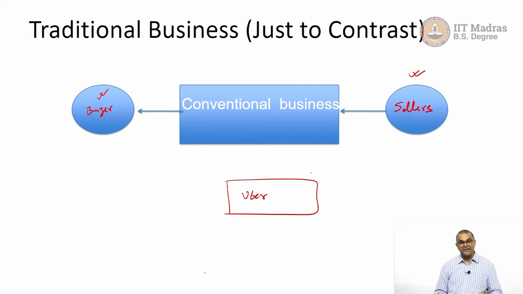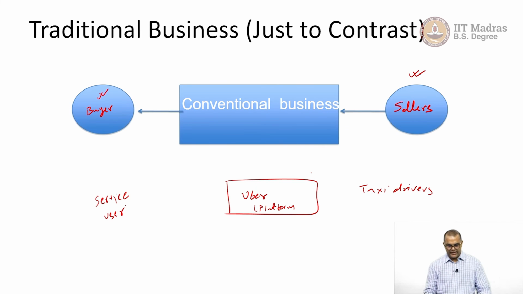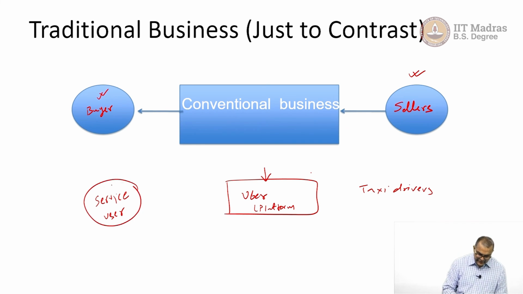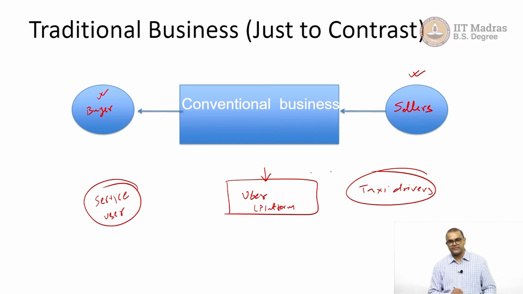It has a platform. On this platform, there are different taxi drivers, and there are service users. We can say that we want to use the service. We are connected. Uber in the middle doesn't have any taxi. What Uber is doing, Uber is connecting users to taxi drivers. That's what Uber is doing.